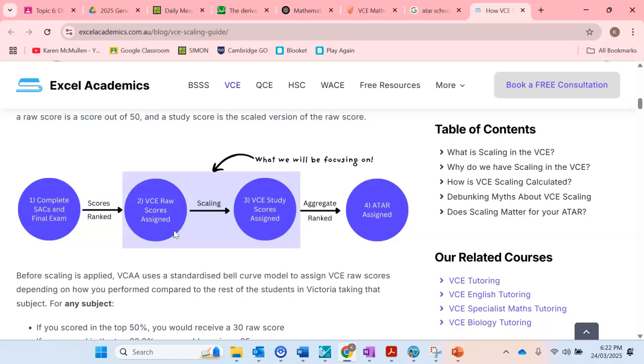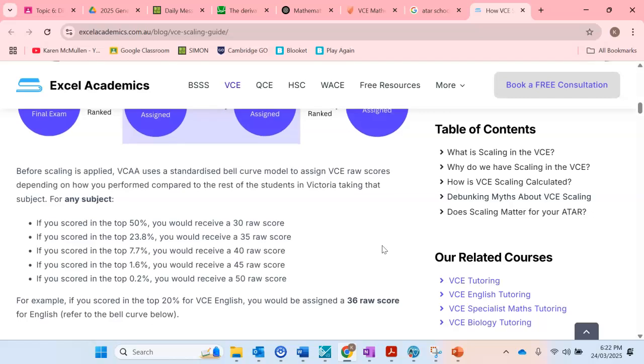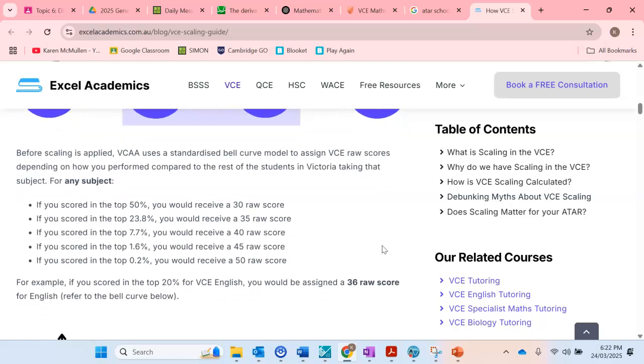At the end of the year, you will see that raw score, and then you'll see a scaled score. Some subjects get scaled up, some get scaled down, and some don't change at all. So we're going to look at an example of ones that are going to be scaled up. And then you get your ATAR from that. We're focusing more on the normal distribution as opposed to scaling.